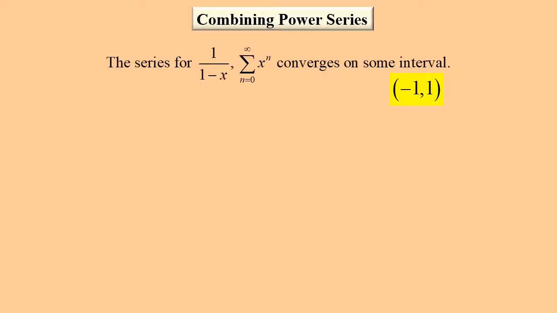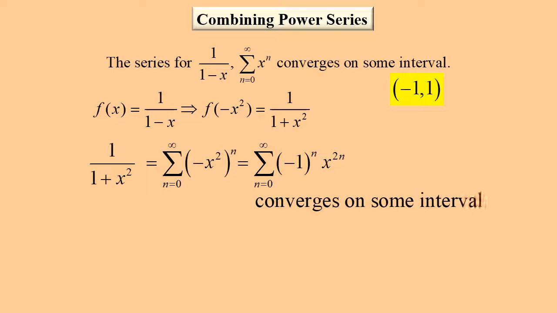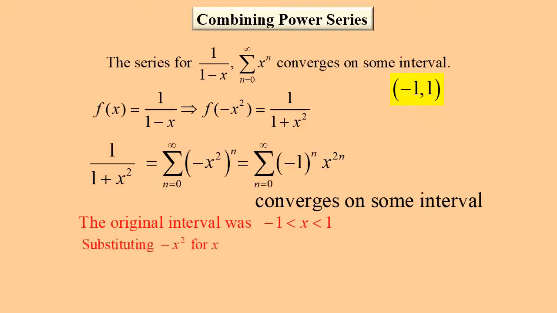Here's another substitution using the same function. You can see we're going to be replacing the x with a negative x squared to get the power series for 1 over 1 plus x squared. And likewise, we can determine this interval simply by the substitution.